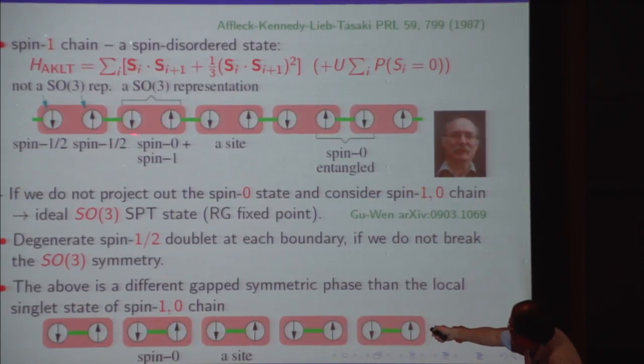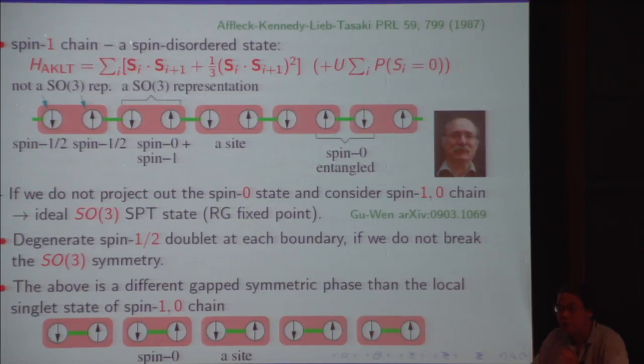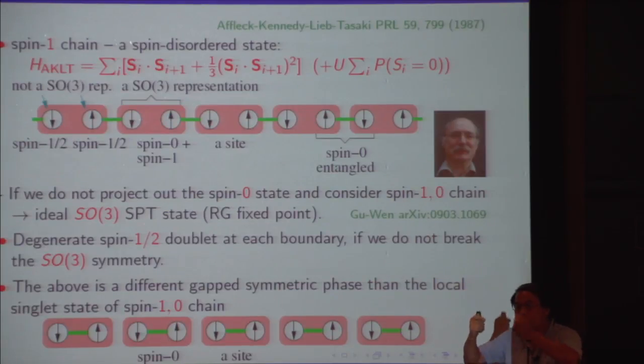So we break this. We view the spin 1 as two spin 1/2 on each side. So each block is one side. We view this as two spin 1/2. And then we can certainly project out the spin 0 sector. Two spin 1/2 is a spin 0 and spin 1. We just project out the spin 0 sector.